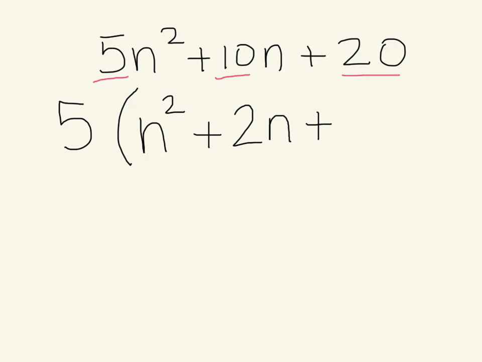Now my third term is positive, so I write down the plus. In order to get 20, what do I have to multiply by 5? 4. So I'm going to write down a 4 there. There's no n term, so I leave that alone. Okay, so that's all I have here. I can leave this alone at this point, and that will be my final answer for this polynomial.